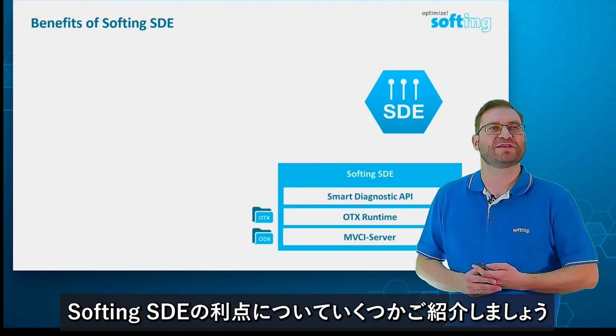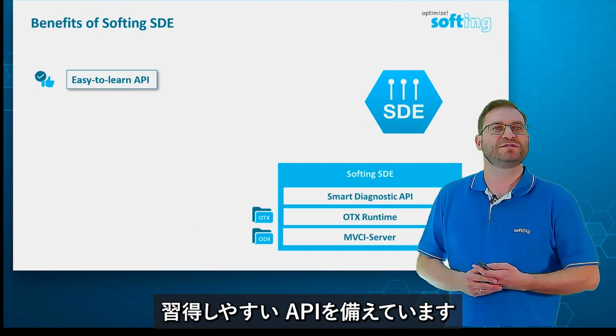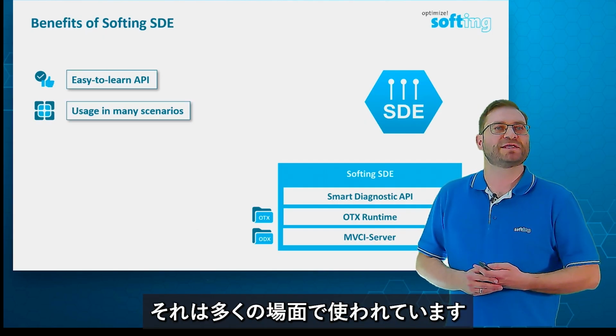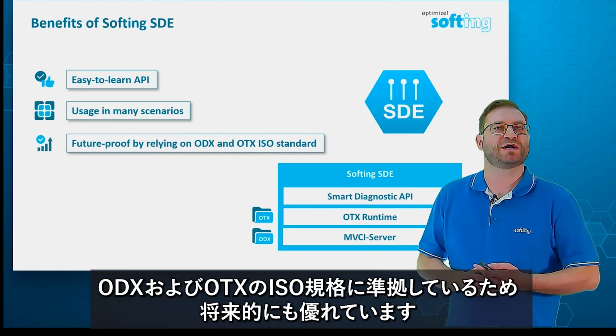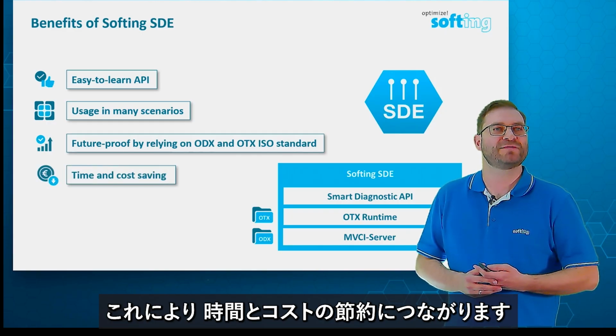Let me highlight the benefits of Softing SDE. It has an easy-to-learn API. It is used in many scenarios. It is future-proof by relying on the ODX and OTX ISO standard. And it helps to save time and costs.